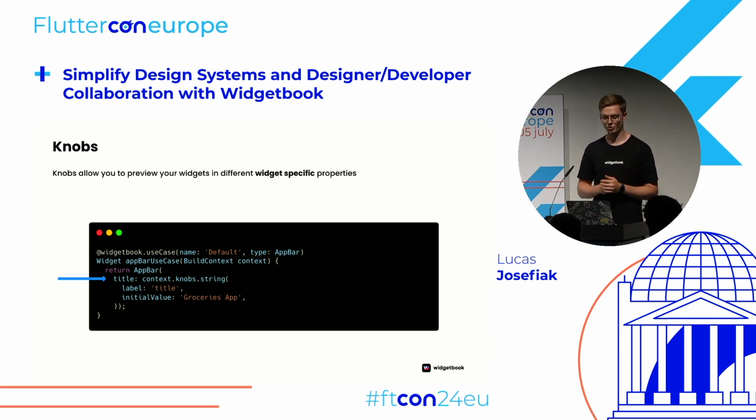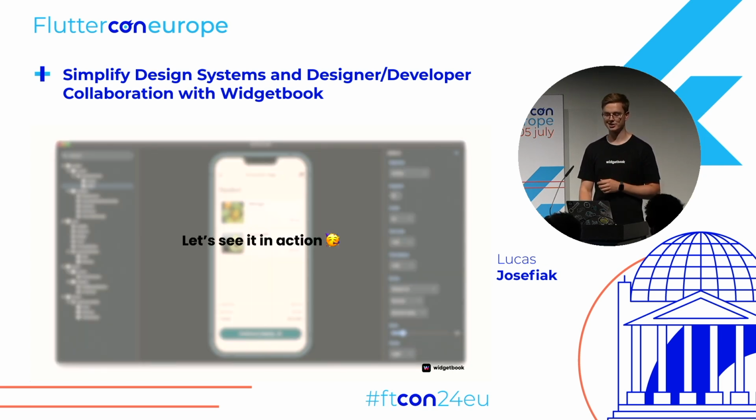So what we are writing here then is we're just using context.knobs.string. We provide it with an initial label. In this case, we call it title, that's going to appear in the Widgetbook UI on the right side. And then we give it an initial value. In our case, groceries app, that can then be overwritten. And let's see it in action.